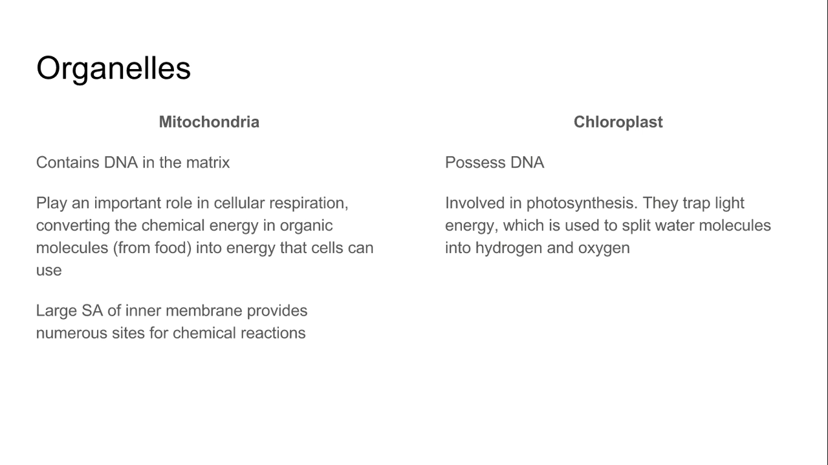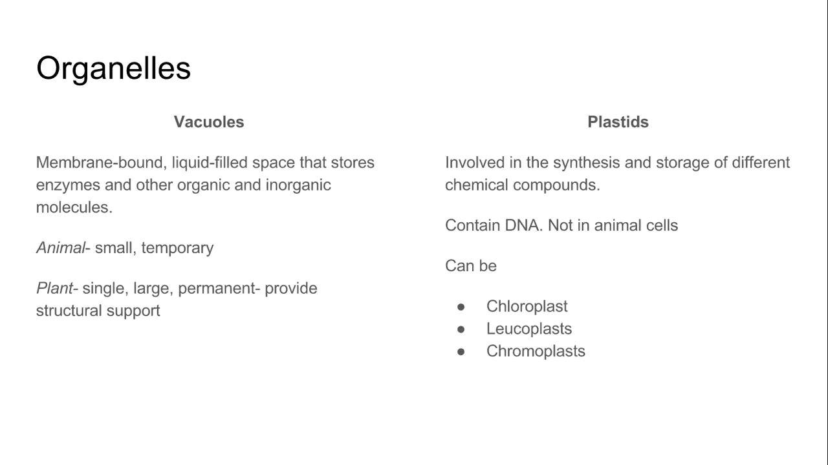We then have the mitochondria, which contains DNA, and this plays an important role in cellular respiration within eukaryotes. We then also have the chloroplasts, which also possess DNA, which is involved in photosynthesis within plants, and these trap light energy for energy production.